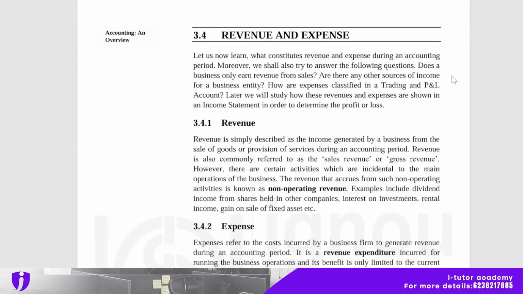In today's session, we will start with Unit 3 subsection 4, Revenue and Expenses. Let us now learn what constitutes revenue and expenses during an accounting period. Moreover, we shall also try to answer the following questions. Does a business only earn revenue from sales? Are there any other sources of income for a business entity?